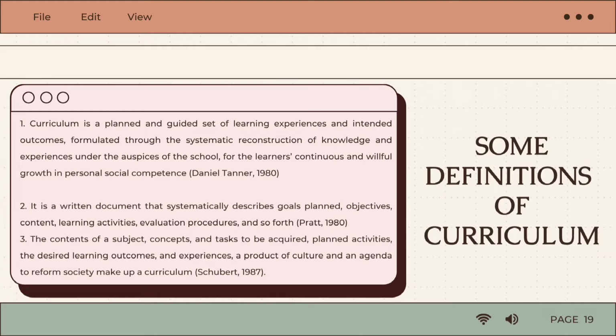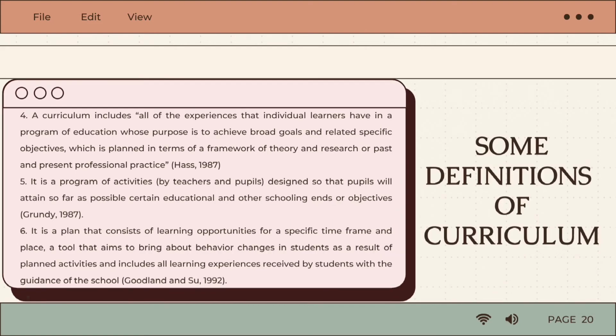The content of a subject, concepts, and tasks to be acquired, planned activities, the desired learning outcomes and experiences, product of culture, and an agenda to reform society make up a curriculum. Next, these are other definitions of curriculum. A curriculum includes all the experiences that individual learners have in a program of education, whose purpose is to achieve broad goals and related specific objectives, which is planned in terms of a framework of theory and research or past and present professional practices.